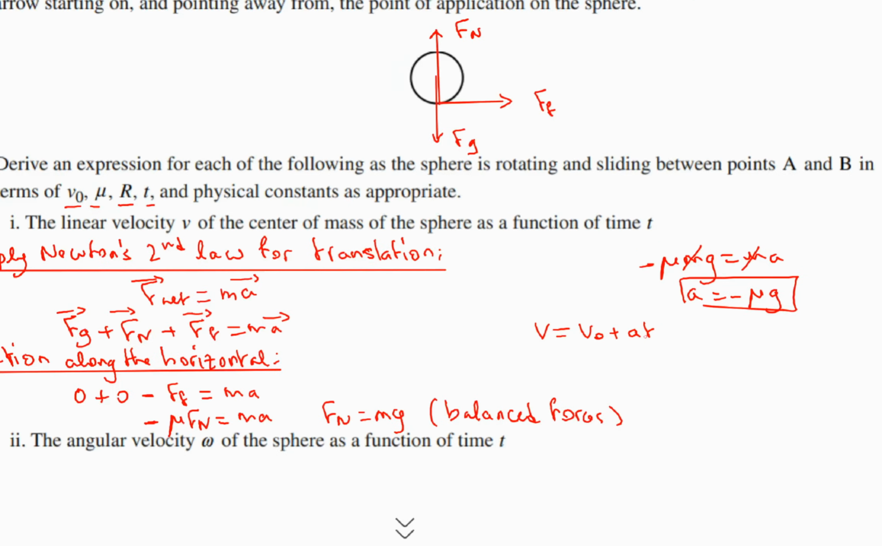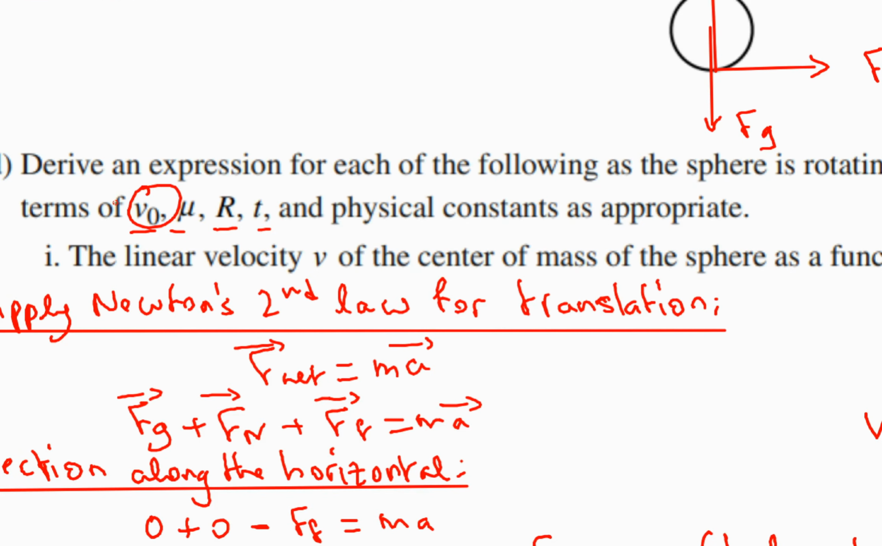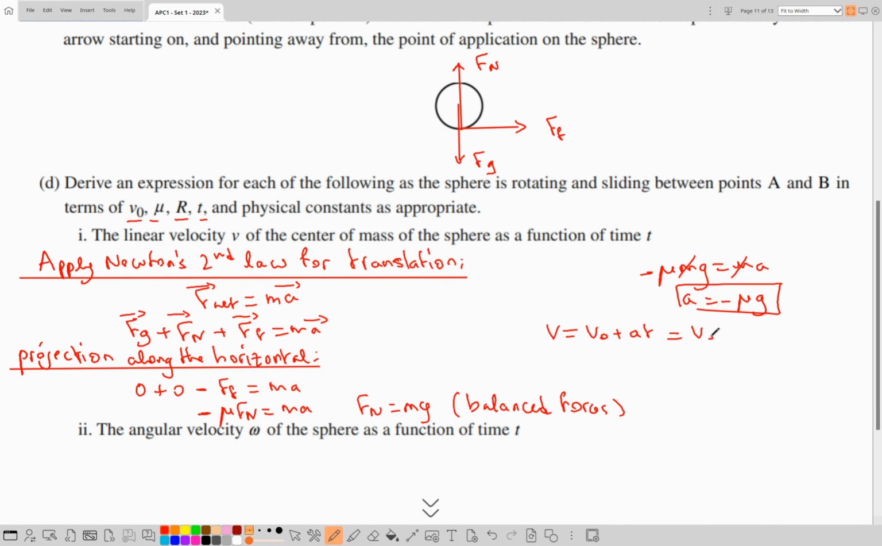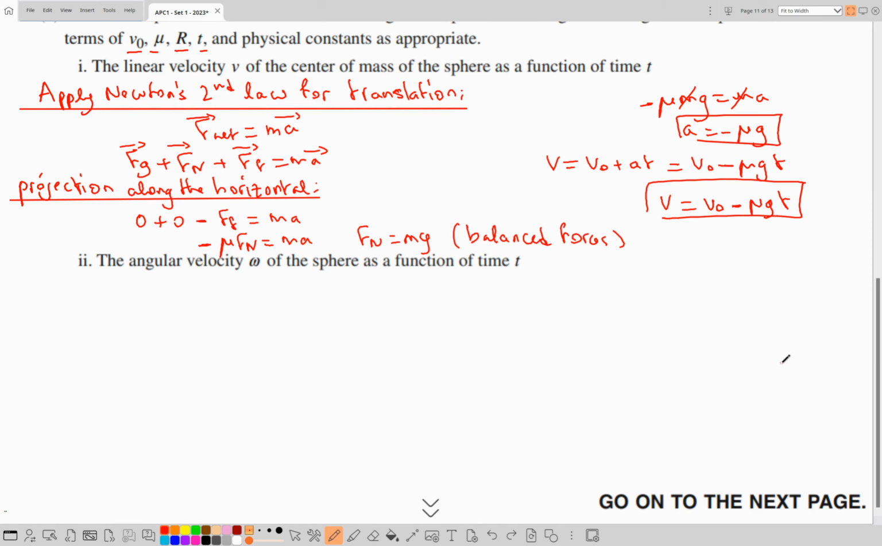Here I'm using this one because they want it as a function of time, and I won't use the time independent equation. Now v0 is required to be expressed in terms of v0, so v0 minus mu g multiplied by t. Then the speed, or the velocity, moving from A to B is given by v0 minus mu g t. And notice that it is important to represent the acceleration with the negative sign because we are talking about vector quantities and not the magnitude.